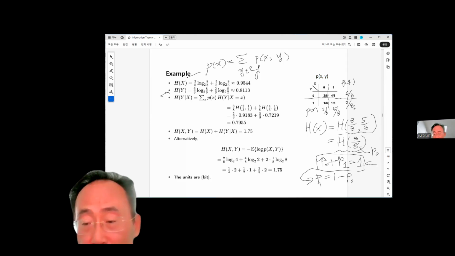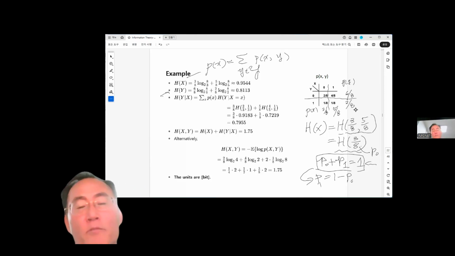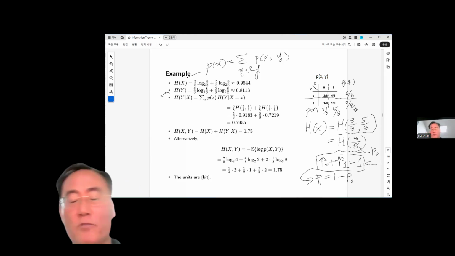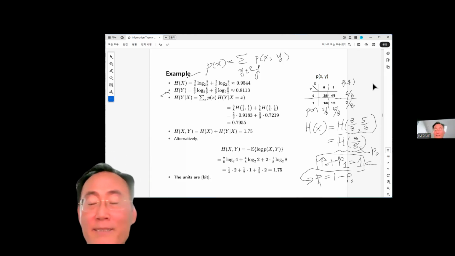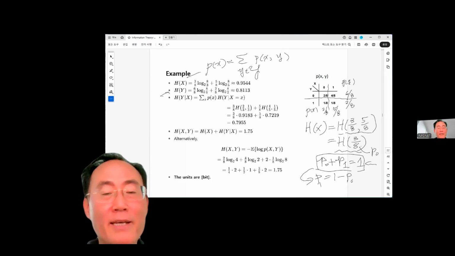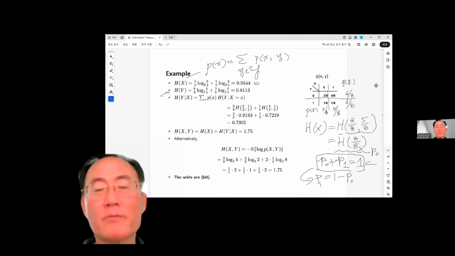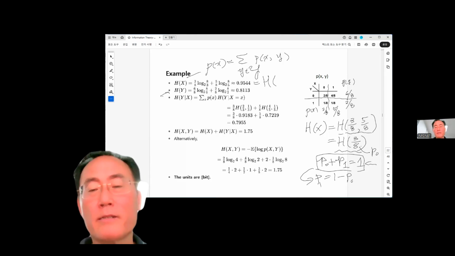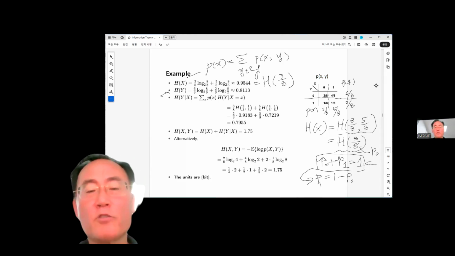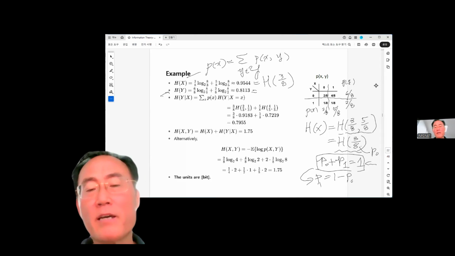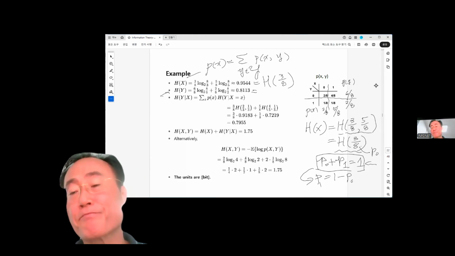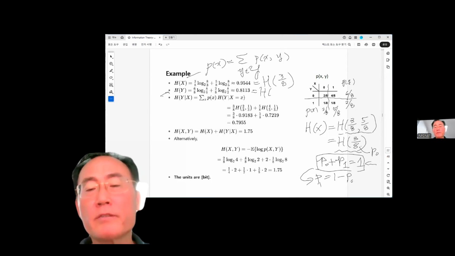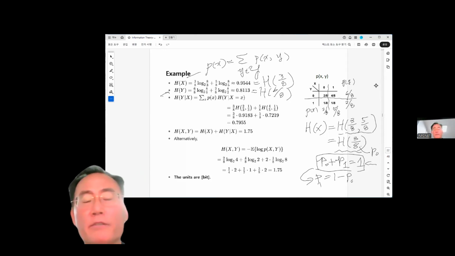In this class, if you specify your answer like this, then you are good. You don't have to use a calculator, but sometimes you have to. Anyway, so it is H(X). The answer is the entropy of 3 over 8. That's your answer. H(Y), what is the answer? Entropy of 6 over 8. That is your answer.